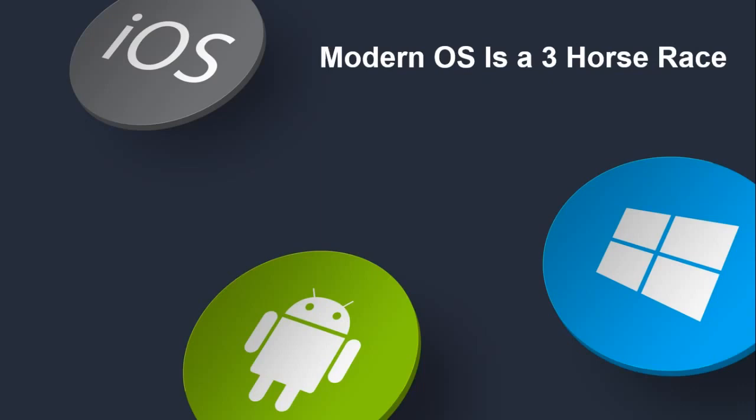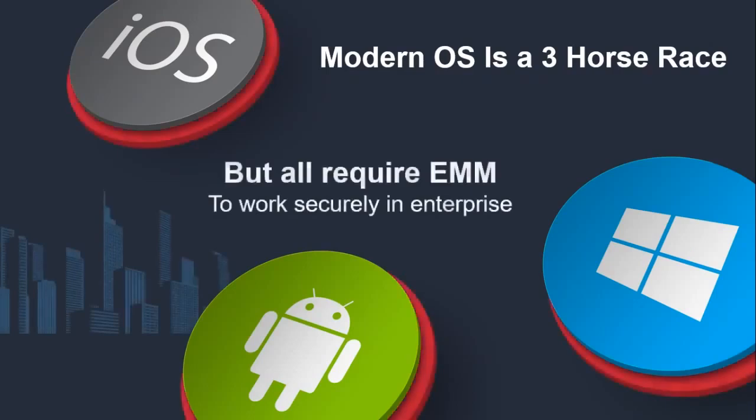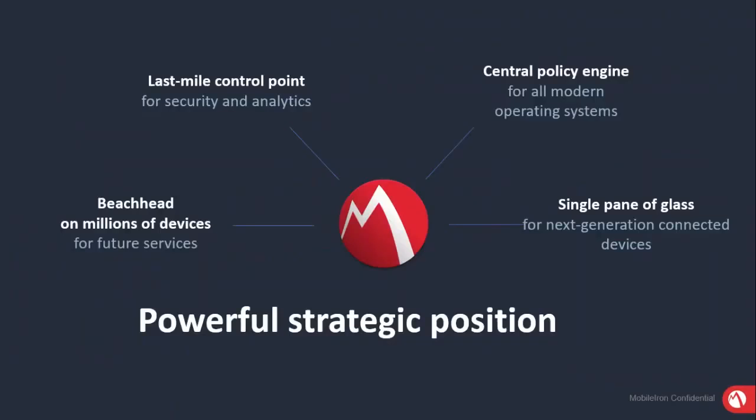MobileIron is a platform that helps you manage enterprise or user-owned devices, mainly iOS, Android, and Windows. MobileIron has a centralized policy engine, and with a single dashboard, you can manage multiple operating systems and have compliance policies set for each operating system as per the requirement.